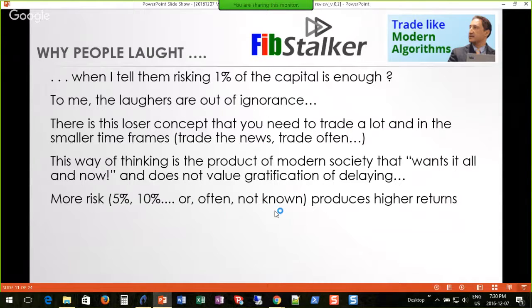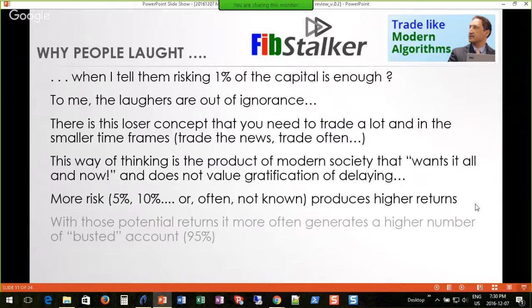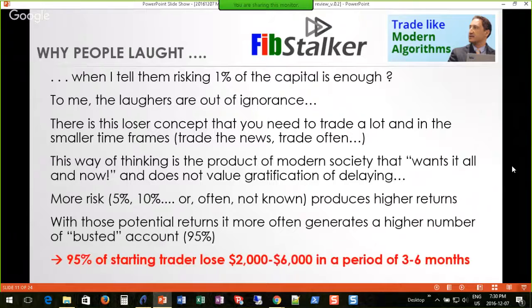In fact, they generate discretionary ideas, and obviously more risk always produces higher returns when you still have your capital, because with those potential returns, it more often generates a higher number of blown accounts. 95% of accounts in Forex trade, and that's something that you don't want to do. 95% of starting traders lose $2,000 to $6,000 in a period of 3 to 6 months, and that's the reality. That's the current statistic. So the question is, do you want to be in the statistics, or do you want to try to do things differently?